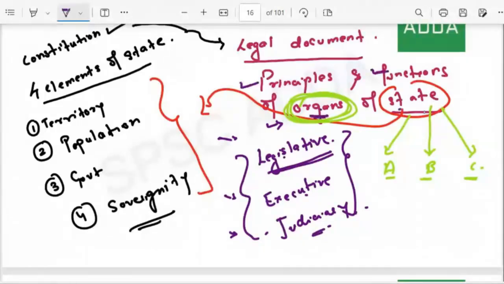State, we are clear. State has 4 elements: territory, population, government, and sovereignty. What are the organs? Organs are legislative, executive, and judiciary. So please write down. Organs of state are legislative, executive, and judiciary. Clear? Anybody having any doubt till now? No doubt.